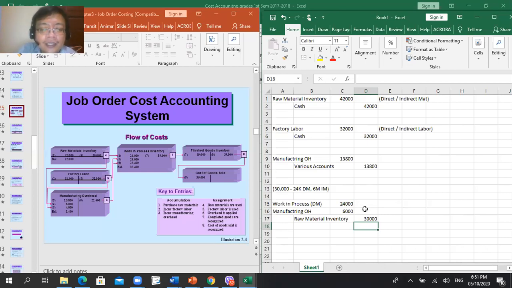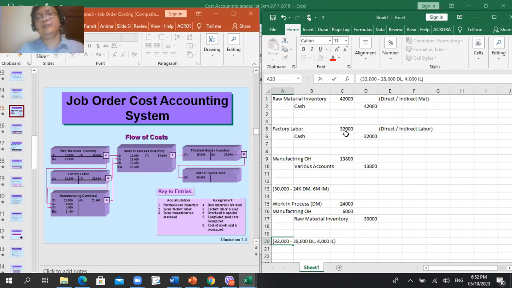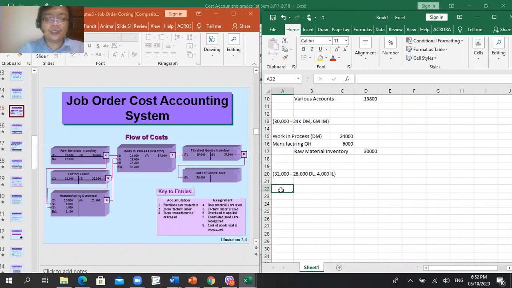All right. Next, factory labor is used. So in terms of 32,000, ang sabi niya, 28,000 is for direct labor, and then 4,000 naman is for indirect labor. What is the entry for this? Where do you debit the direct labor pag charged na sa production? Work in process po. Very good, same. You have your work in process.